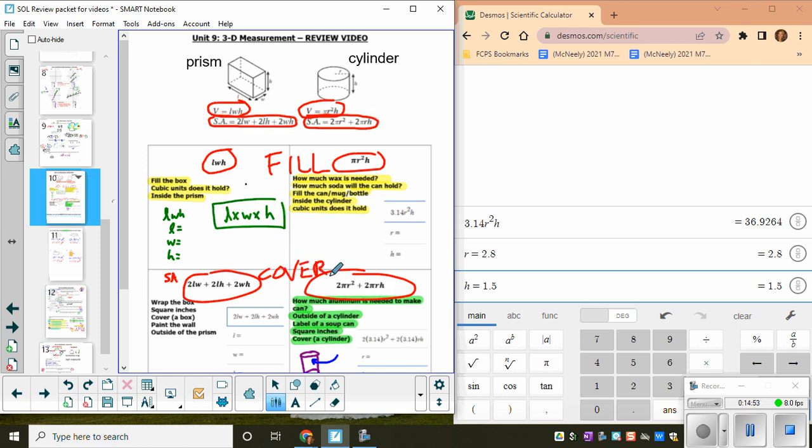Again, it matters what shape you're looking at. Are you trying to fill a box or fill a cylinder? Are you trying to cover a box or cover a cylinder?